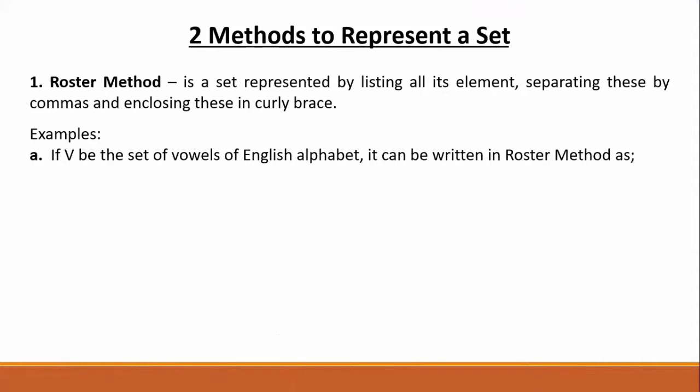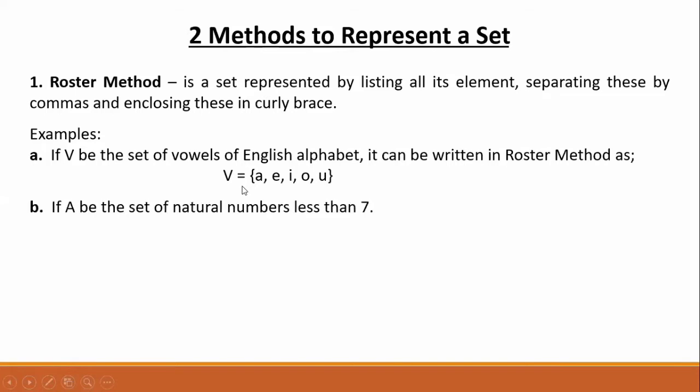how? What are the vowels of the English alphabet? That's correct. A, E, I, O, and U. Therefore, our set V is the set containing elements A, E, I, O, and U. So this is how to represent a set using the first method, the roster method.